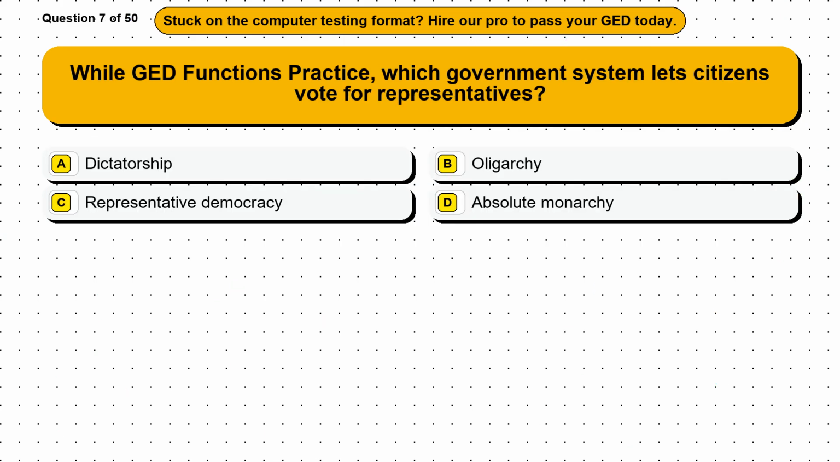Question 7. While GED Functions Practice, which government system lets citizens vote for representatives? Option A: dictatorship. Option B: oligarchy. Option C: representative democracy. Option D: absolute monarchy.